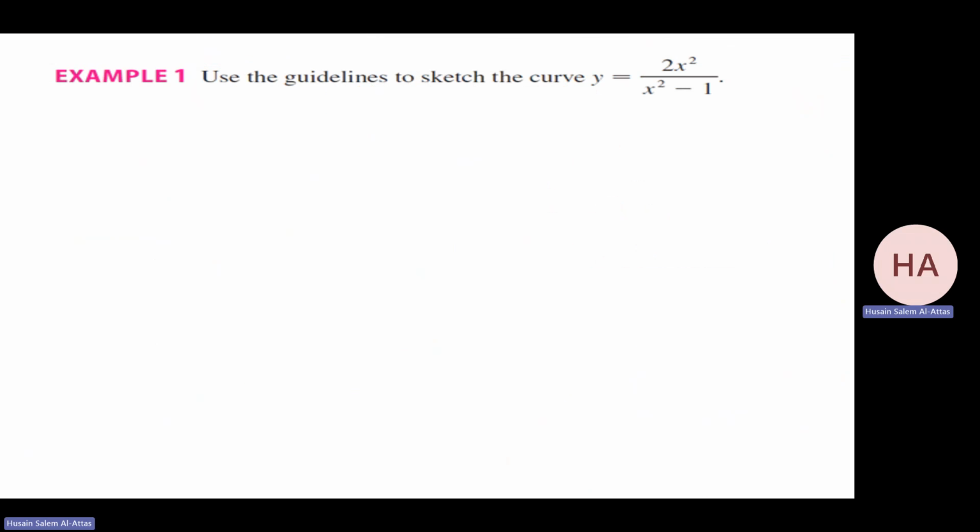Let me take other examples. Here's another example. I want to do the same. Domain: all real numbers except plus or minus 1. And it means the same thing, I have points of discontinuity at x equal plus or minus 1.